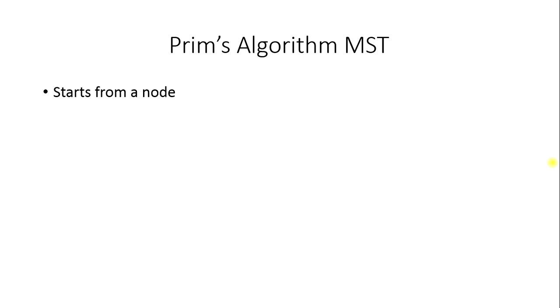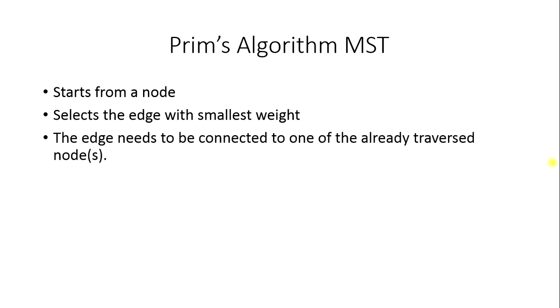Prim's algorithm requires a starting node, that is, we choose a starting node. After that we select an edge with the smallest weight. Then when we have selected the smallest weighted edge, it connects two nodes. So from those two nodes you can further select any one of the smallest weighted edges and keep on doing that until all the graph is traversed into a minimum spanning tree.